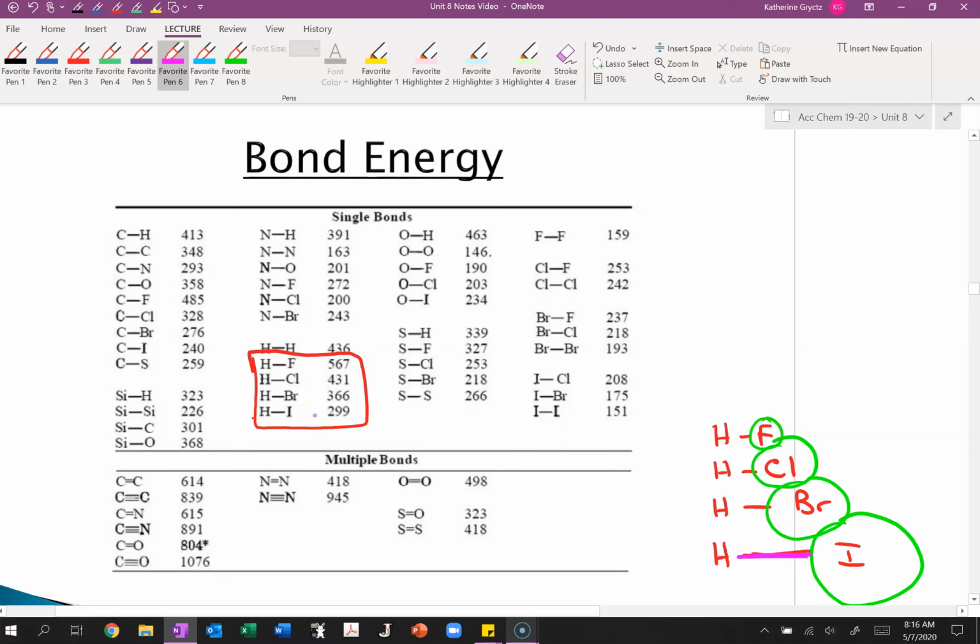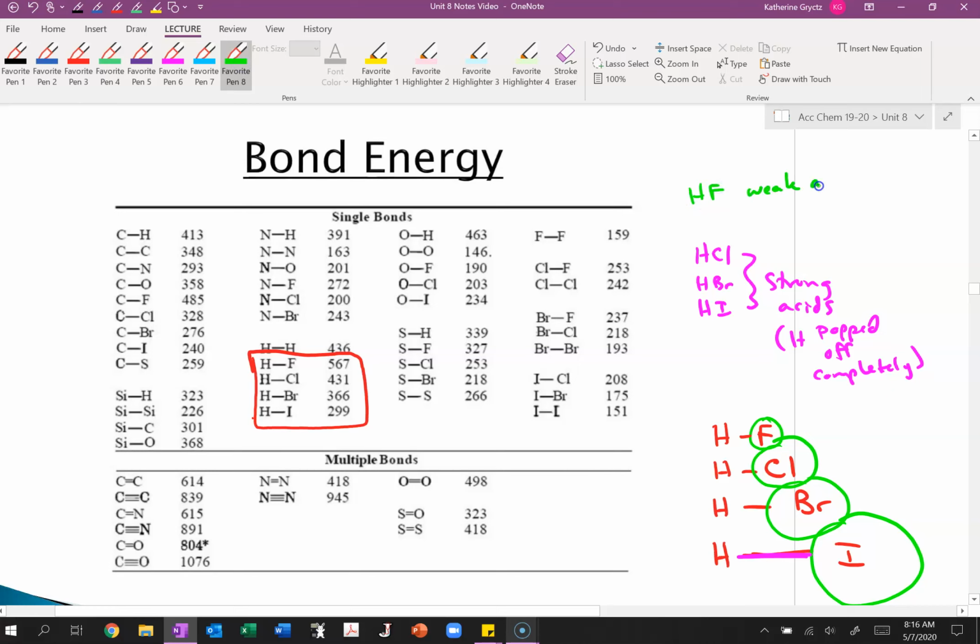So I did want to make a connection for you. We learned earlier this year that HCl, HBr, and HI were all considered strong acids. And what that meant was that the H popped off completely. They separated. And we learned that HF is a weak acid. And what that meant, it didn't mean it was not scary or dangerous or anything like that. It meant that the H didn't come off very much.